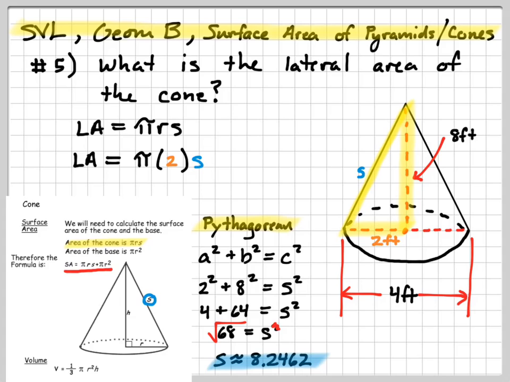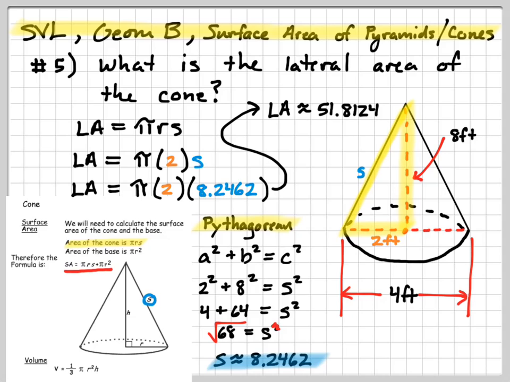So that means when I get to my final answer, they want a whole number, but anywhere in the math, they want 4 decimal places. So I'm going to go ahead and plug that into my formula. Lateral area equals pi times 2 times 8.2462. And when I plug that in, I get the lateral area is approximately equal to 51.8124.